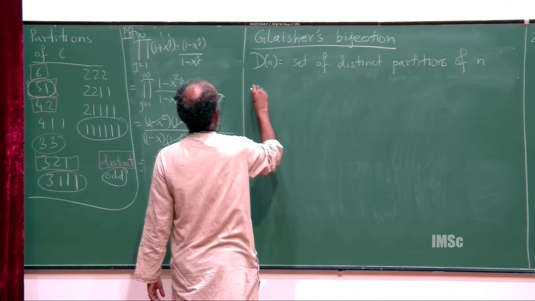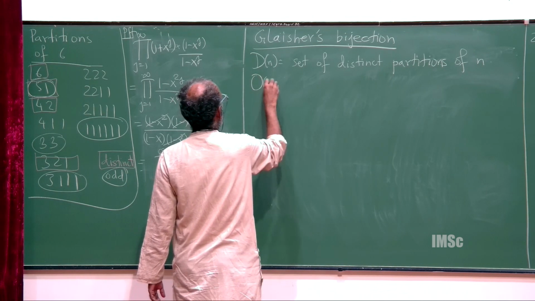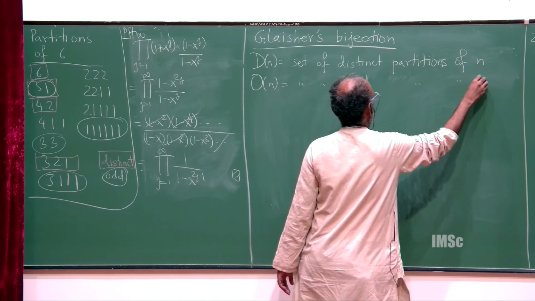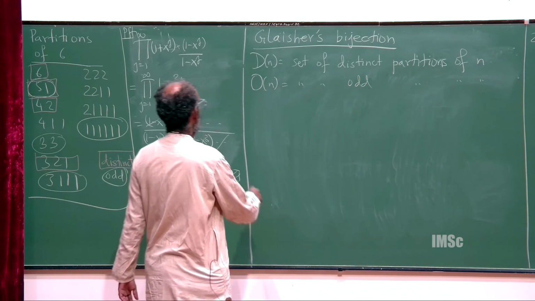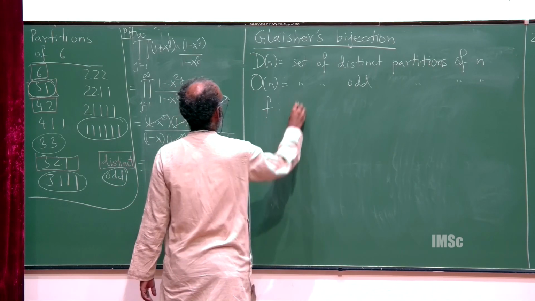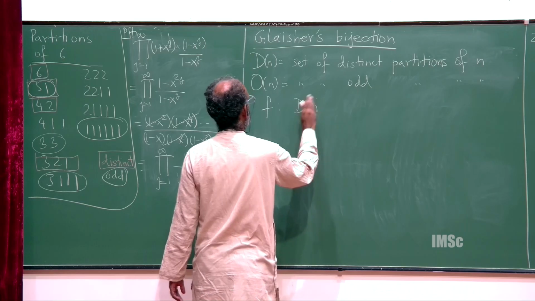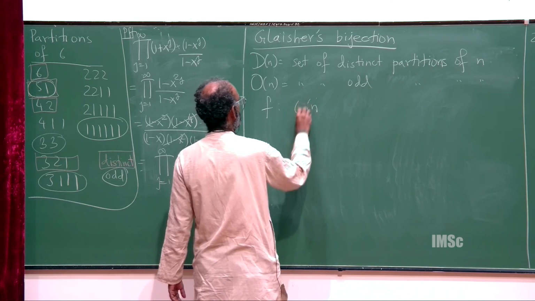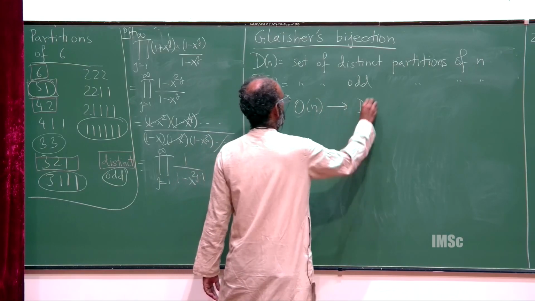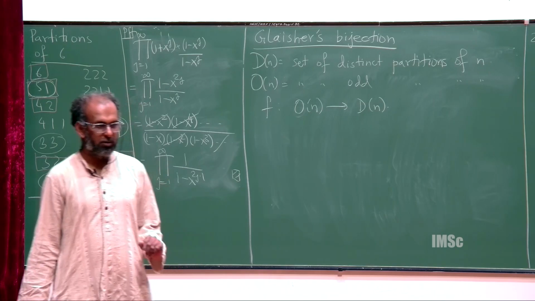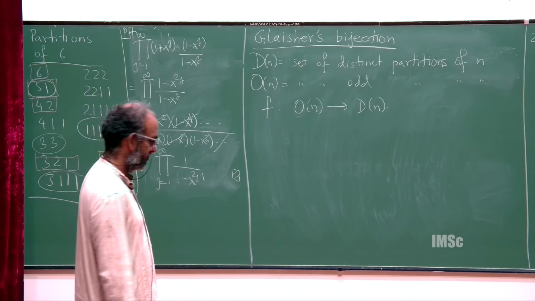And capital O of n is the set of odd partitions of n. Okay. So Glaisher constructed a function f from O of n to D of n, which I'll describe now. We'll prove that it's a bijection.